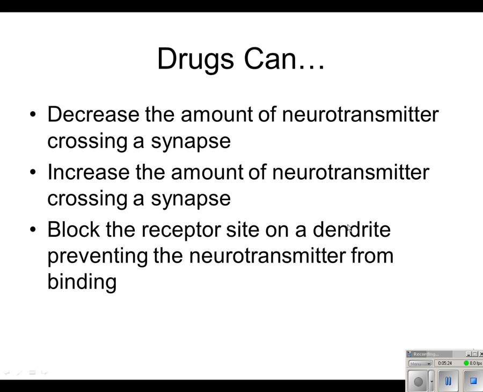And then drugs can also block the receptor site on a dendrite. So there's actually not going to be a binding between the neurotransmitter and the receptor. And the drug can also imitate that neurotransmitter, so it could take the place of the neurotransmitter in the receptor. So things like caffeine and LSD work like this, and so the body thinks that the neurotransmitter is working correctly and will give this similar feeling as it would if it was working normally.